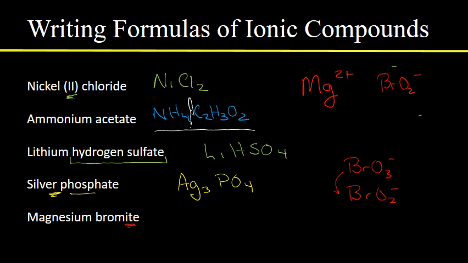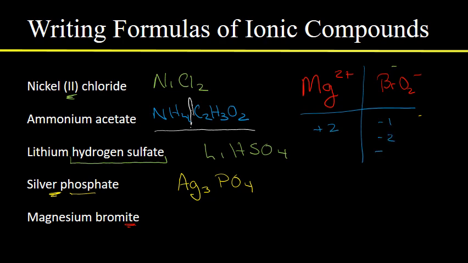Right. So magnesium is +2, bromite is -1, and we can make ourselves that little table. When we do that, we'll see that we need 1 magnesium for a charge of +2 and 2 bromites for a charge of -2. And so magnesium bromite, and again, for polyatomic ions, if we want to indicate more than one of them, we'll use parentheses. We'll write it like that. So that's magnesium bromite.